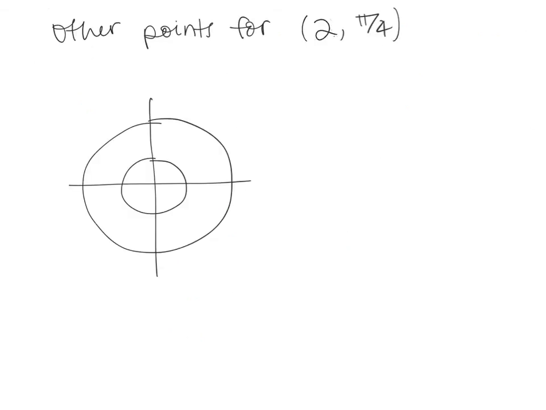So let's consider the point 2, pi over 4. Our angle is pi over 4. That's about halfway. And we're going out 2. So other points we could use for that. First, we could keep our positive. So we could still say a positive 2. But instead of thinking pi over 4, which is the positive angle, we could think of this as a negative angle. And to go backwards to get there, that's the same as saying negative 7 pi over 4.